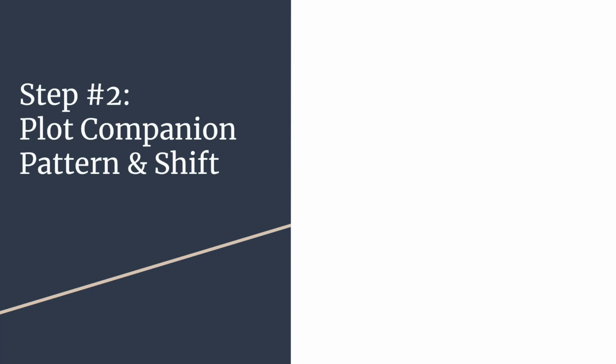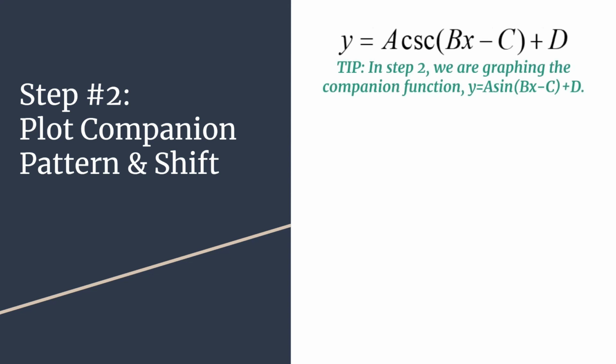So let's take a look at step 2. Step 2 is to plot that companion equation pattern and then go ahead and tackle those shifts. So that's again the general form of the equation. And a quick tip here, we are graphing the companion function. We mentioned that in step 1, y equals a sine of bx minus c plus d. So do this in a different color is my tip. This will not be your final graph, but you'll use it to get to the reciprocal graph that you want.